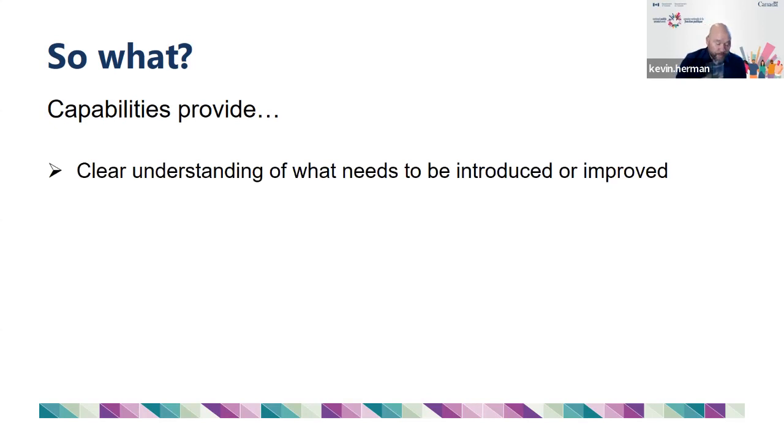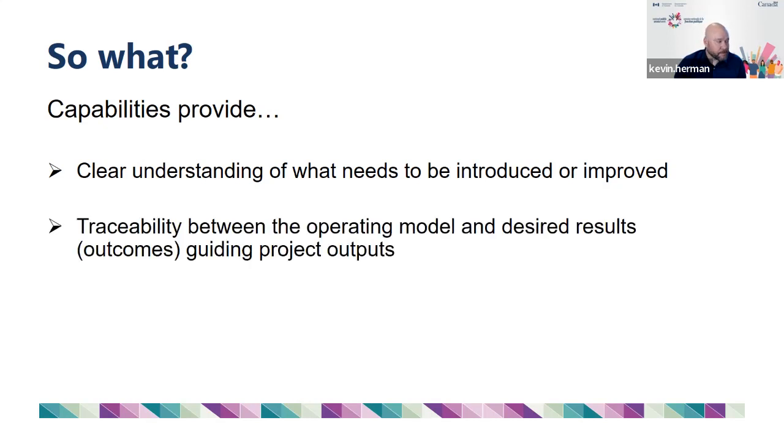So what? So we have capabilities, and this is often, I've heard in the past, you show a nice capability heat map, and then the question is, so what? What is this going to show me, or what is this going to tell me? So what we want from capabilities is that clear understanding of what needs to be introduced or improved. So we can all agree on what that thing is. Once we agree on it, then we can put action towards it.